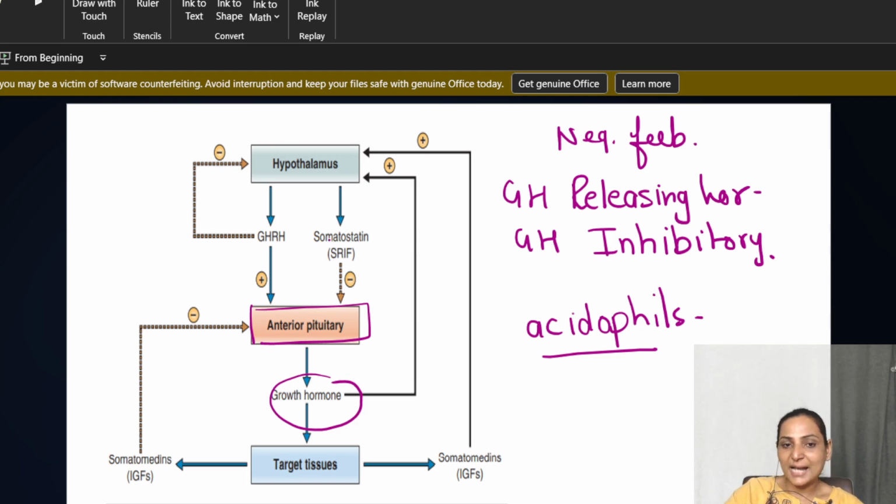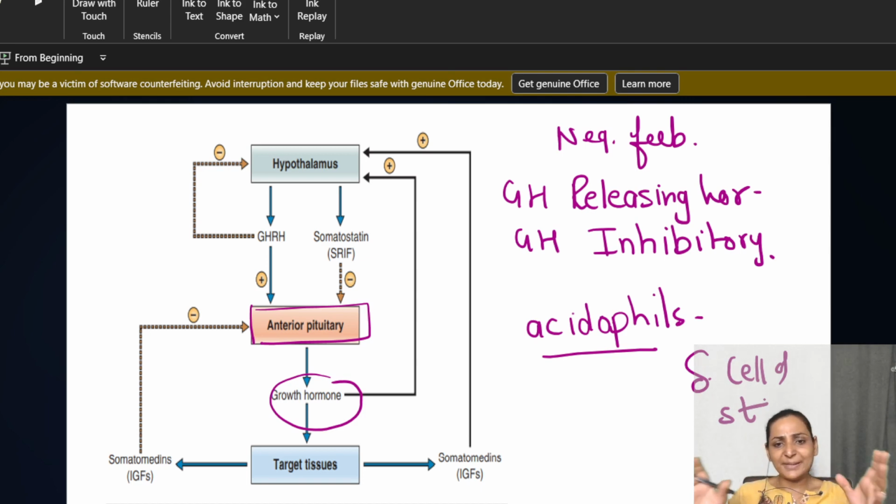The same somatostatin also comes from the delta cells of the stomach. It also comes from the pancreas. It is a total inhibitory hormone. So whenever an MCQ asks for an inhibitory hormone and somatostatin is given, you can blindly tick it. It is inhibitory everywhere. So the hypothalamus is releasing growth hormone releasing hormone which will stimulate the anterior pituitary, and growth hormone will be released which will bind and act on the target tissues. It also secretes somatostatin which will act on the pituitary and inhibit the release of the growth hormone.